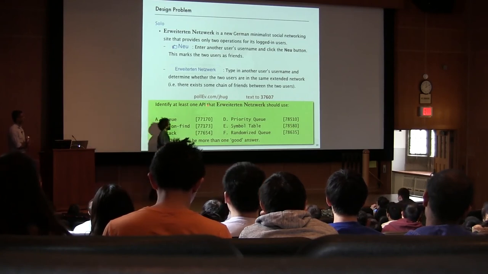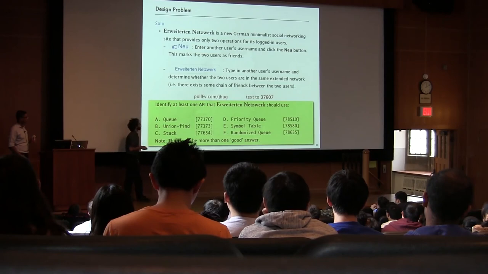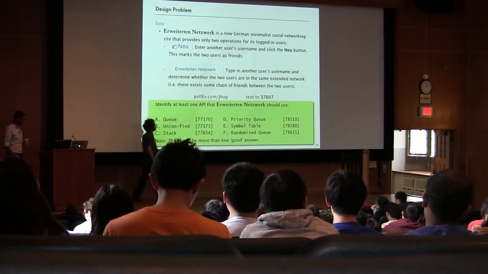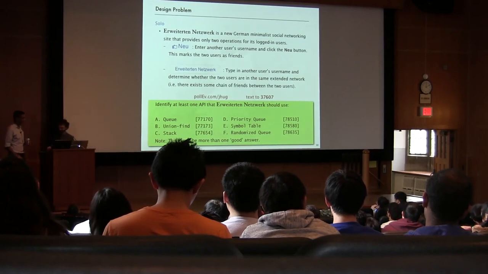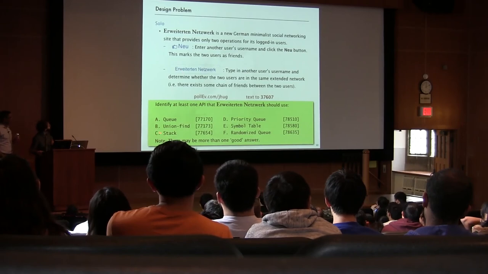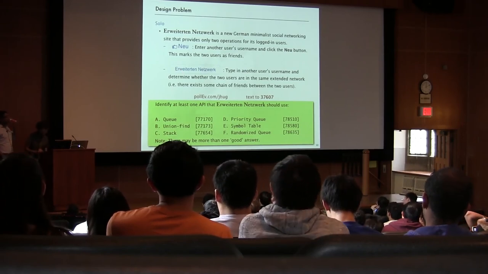So what I want you guys to do is pick at least one API that you'd want to use to implement this process. There may be more than one answer. So think about what the Extended Network button should be doing. So what you should do, I would say, you can do it in groups if you want, or just do it solo.